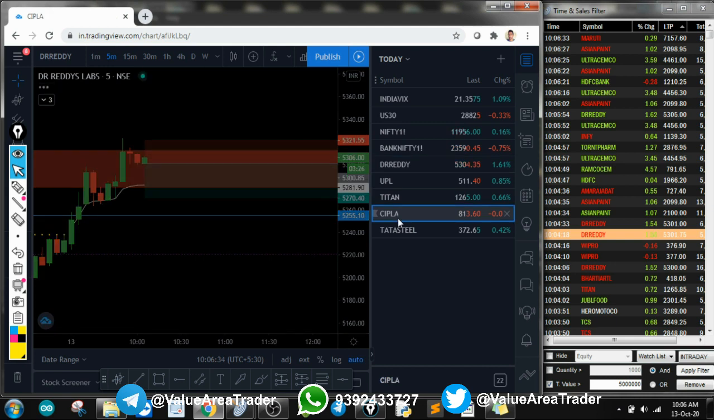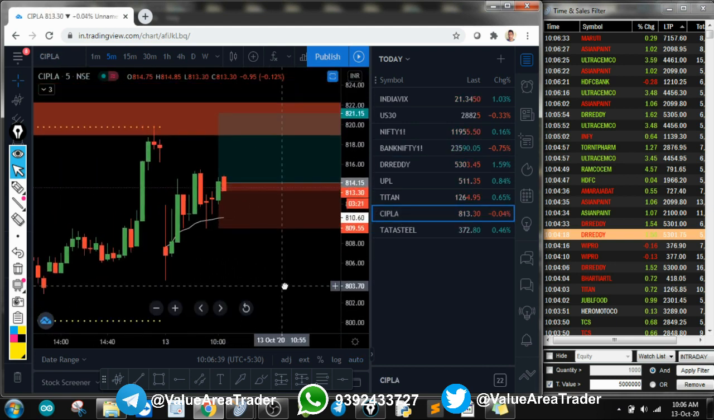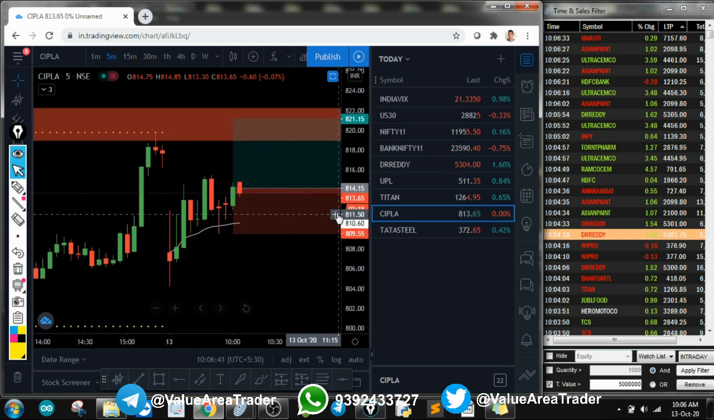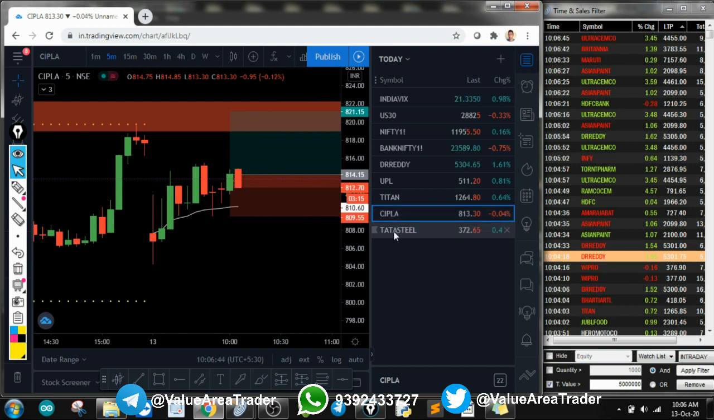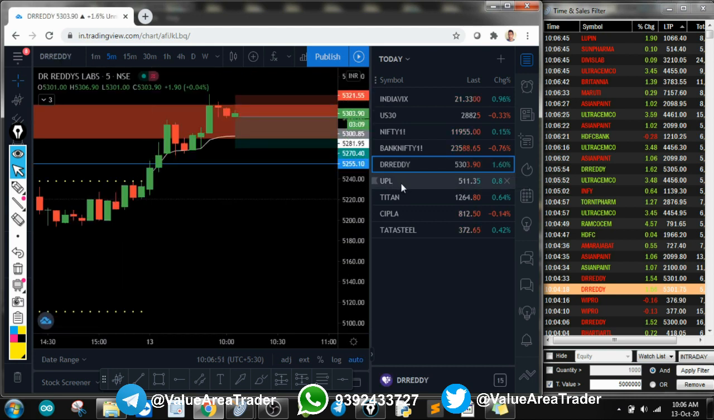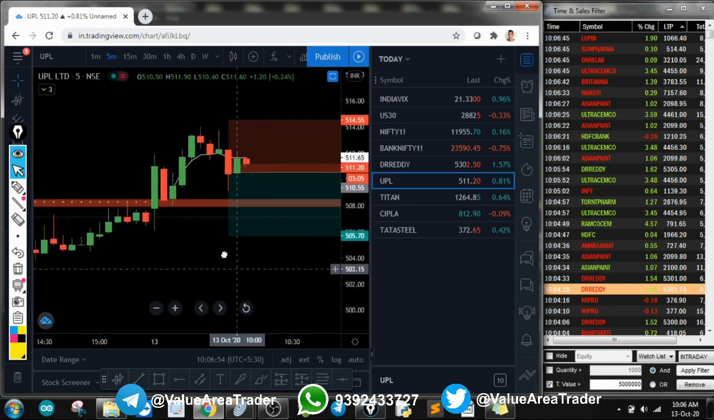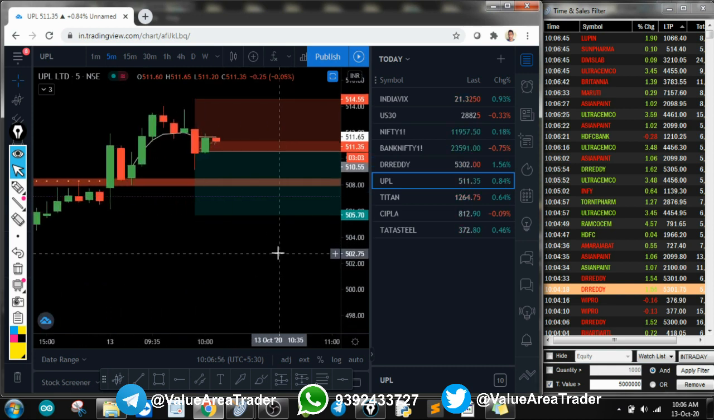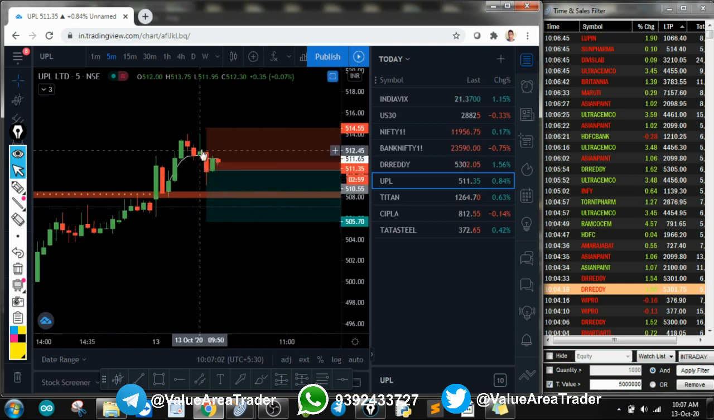Is there anything on Cipla yet? Nope. No movement in Cipla yet. So we have a buy in Cipla and we have a sell in Dr. Reddy. So UPL, is it showing any signs? No, we haven't taken any trade yet. So we are waiting for the reaction.